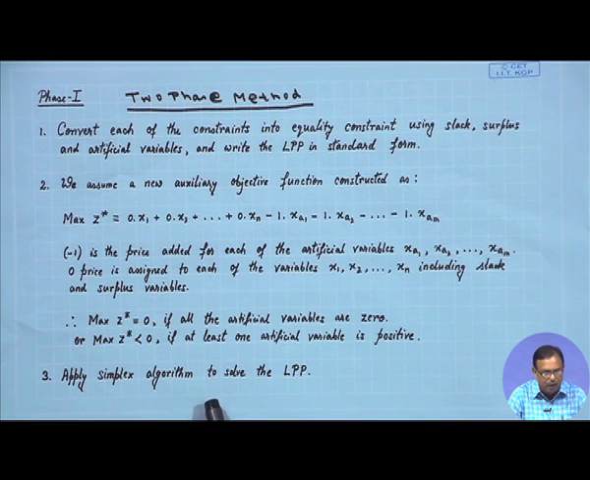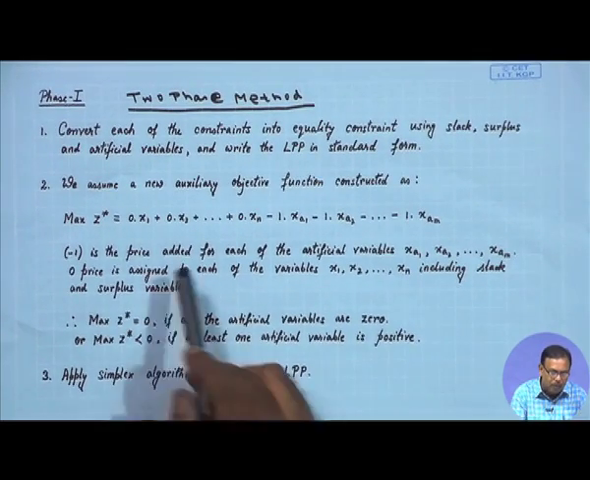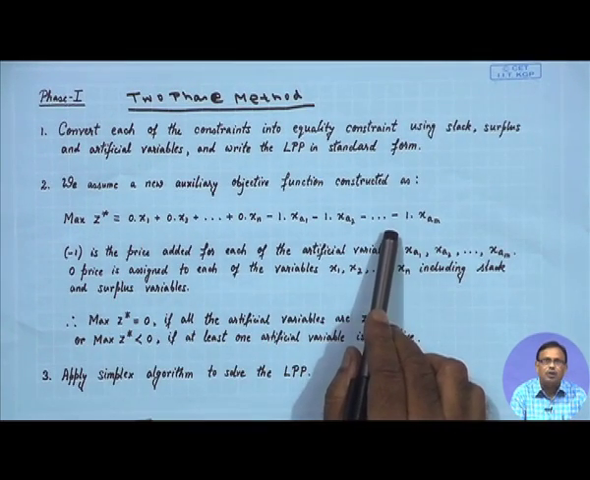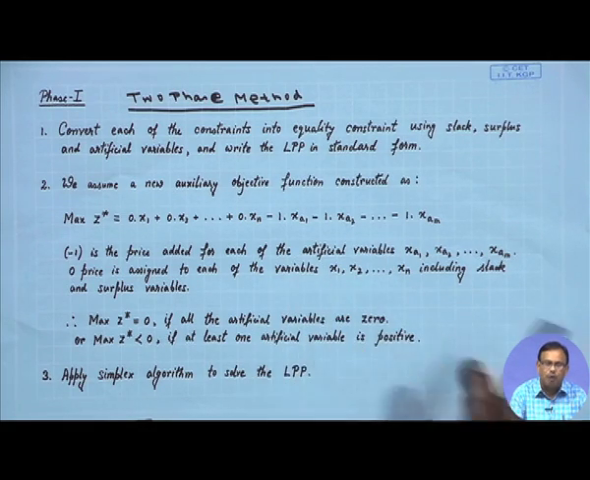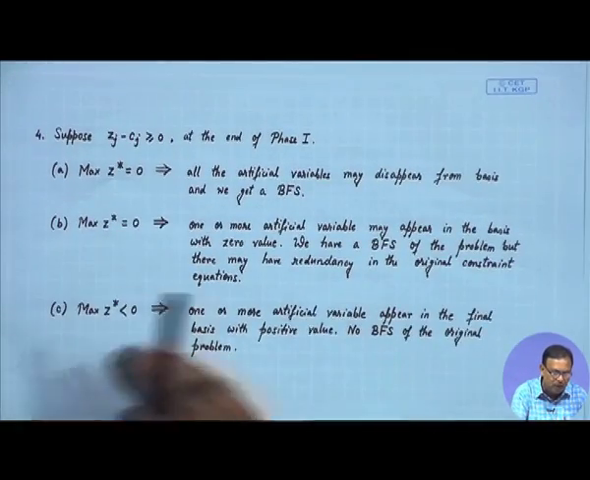Step 3 is to apply the simplex algorithm to solve the problem. That is, the simplex algorithm that we have used in earlier classes, you use that same algorithm to solve this problem: maximize z star equals this new auxiliary objective function subject to the original constraints. Now, certain cases may arise.